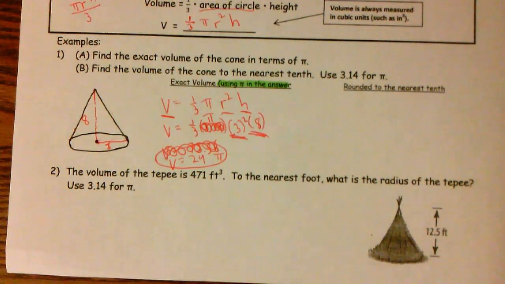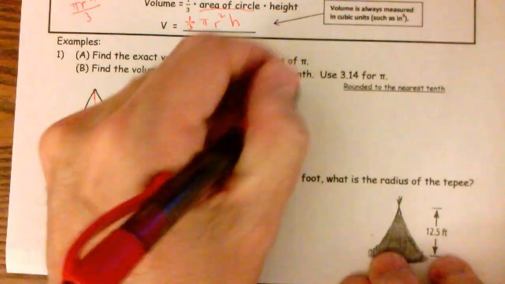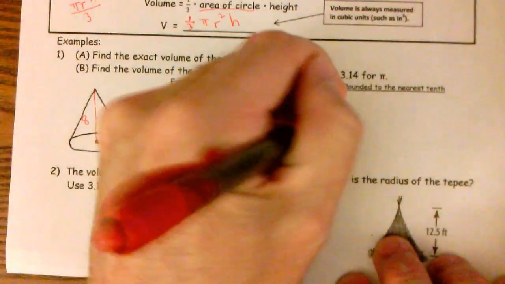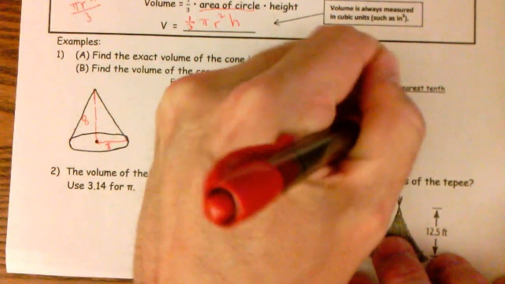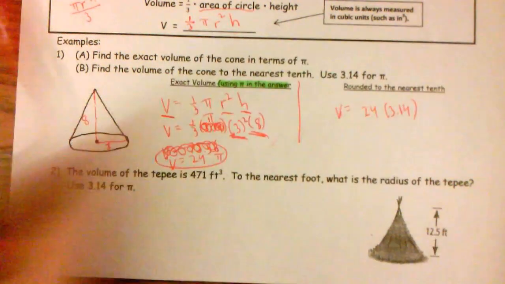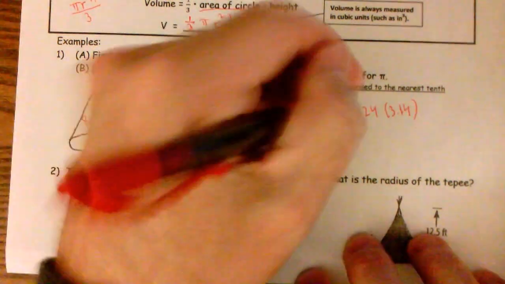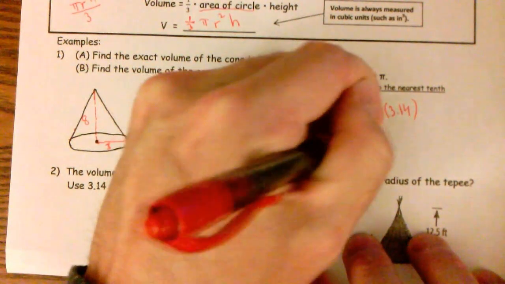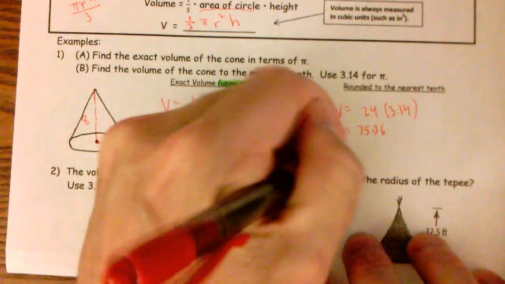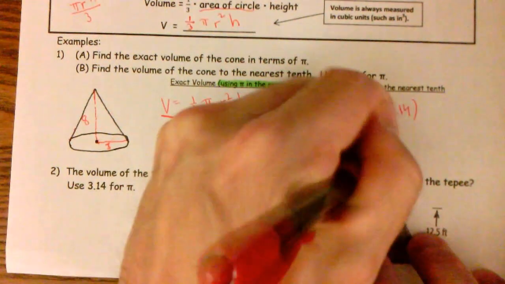Sorry, I kind of stumbled through that one. When I want to round that to the nearest tenth, then I put 3.14 in for pi, and I multiply 24 times 3.14, and that's when I get 75.36. Or if I'm rounding to the nearest tenth, that would be 75.4.